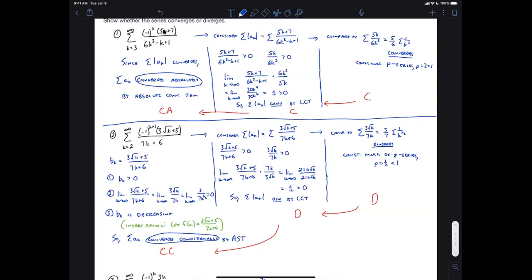Exactly. You're looking at the biggest thing on top, biggest thing on bottom, ignoring the negative 1 to the K. So you've got 5K over 6K to the third. The 5 and 6 aren't going to matter. They're going to factor out anyway. And so K over K to the third is 1 over K squared. So I knew ahead of time this was going to converge, which meant the middle one was going to converge and the one on the left was going to converge absolutely. Does everybody see that?